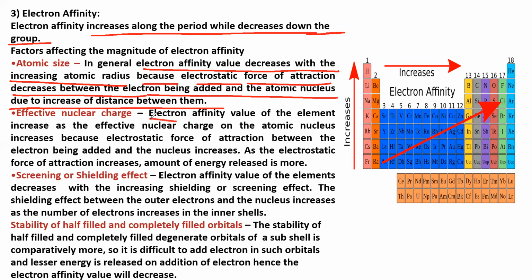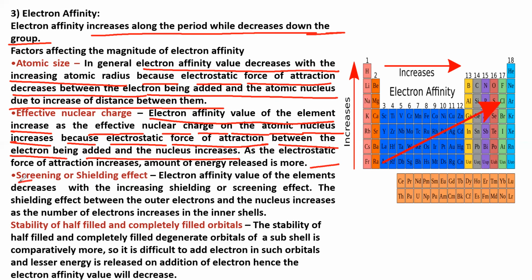Now, the second point, effective nuclear charge. The electron affinity value of an element increases as the effective nuclear charge on the atomic nucleus increases, because the electrostatic force of attraction between the electron being added and the nucleus increases. This reason is enough. As the electrostatic force of attraction increases, the amount of energy released is more. So as the effective nuclear charge increases, the electron affinity value of the atom also increases.